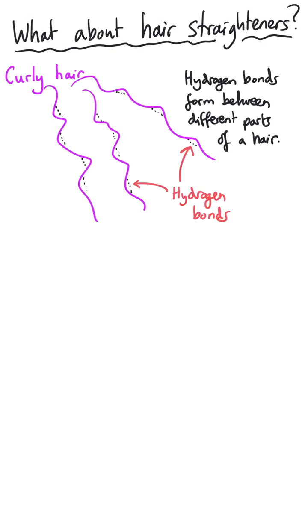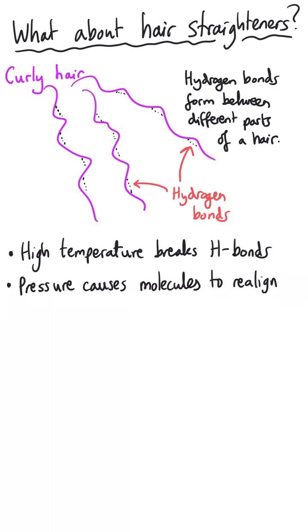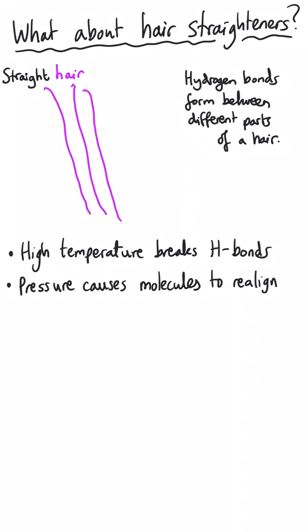And last of all, not quite such profound impacts of hydrogen bonding, but perhaps more immediately obvious in day-to-day life, hair straighteners and also ironing. Both of these work on the same principle. Hair can get curly due to hydrogen bonds forming between different parts of a piece of hair. And when you use your hair straighteners, what happens is the heat and the pressure breaks these hydrogen bonds and the molecules realign into a straighter arrangement.